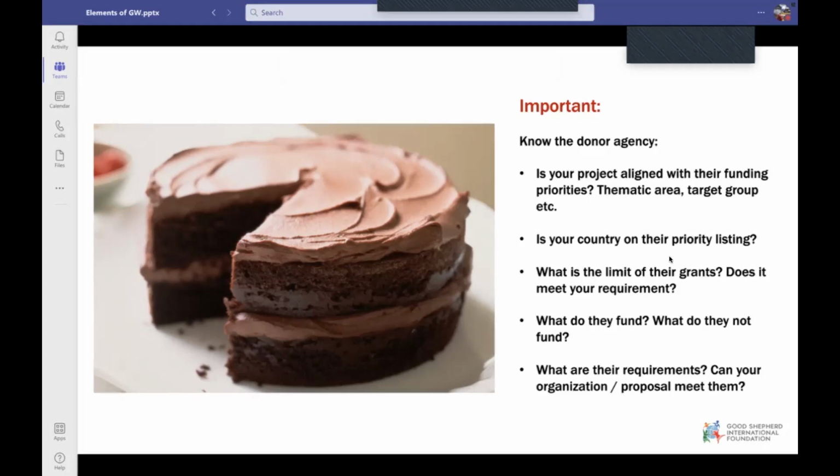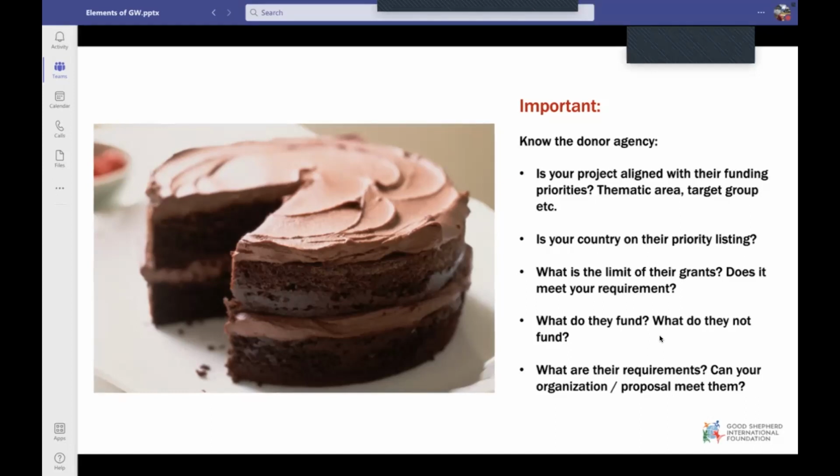Is your country on the priority listing? At the moment, we know that countries like Malaysia, and some parts of India, are not on donor agencies' priority listing because we have moved from a third world country into a developing country status. What is the limit of their grants? Does it meet your requirement? What is it that they fund?